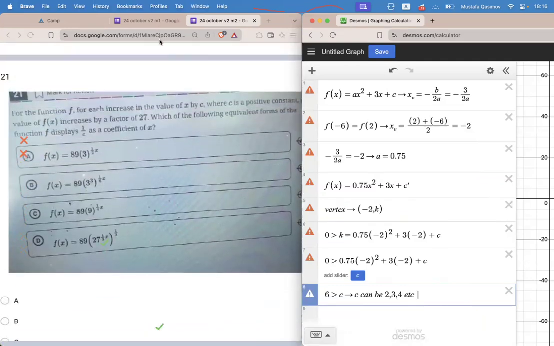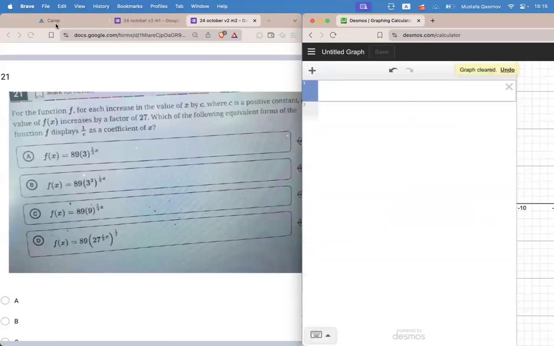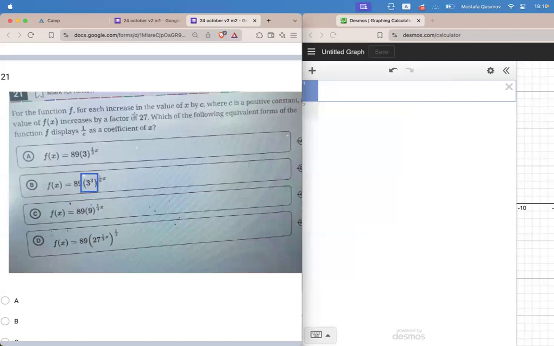For 21, because it's a factor of 27, you can think like that. Inside of the bracket must be 27, and it is 27 only at B. You can think of it like that. It's also correct, actually. But the real method is like this.